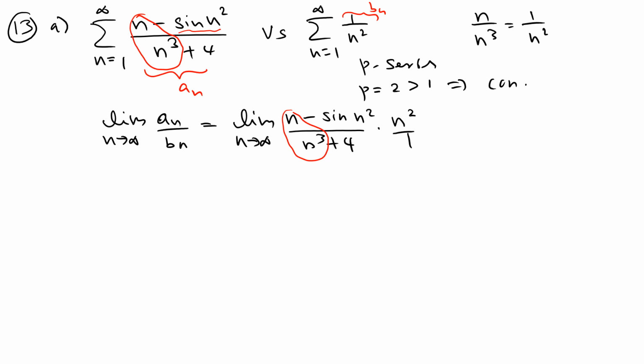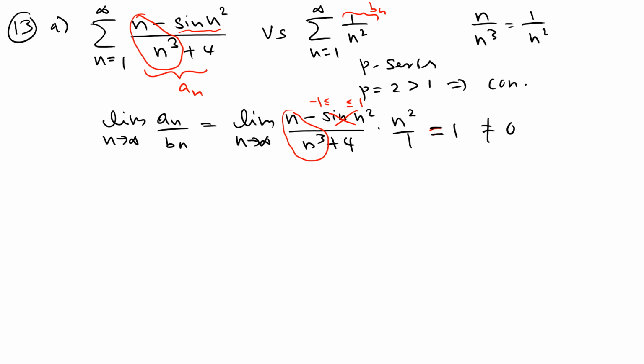And why can we ignore sine n squared? Because we can see that it is always between negative 1 and 1, which means it's not going to contribute if n goes to infinity. That's why we can ignore that term. So in the limit, this is going to go to 1, which is not equal to 0. That's exactly the condition we need.